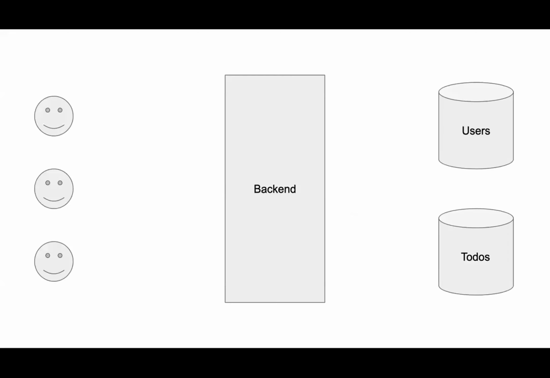And so this is the to-do app. It's pretty basic. There's some users on the left-hand side. There's a backend server in the middle, and then we have a users table and a to-do table. So pretty simple setup. And let's imagine we send all of our users to this login endpoint. And each user passes along a username or an email and a password, let's say, to this login endpoint.